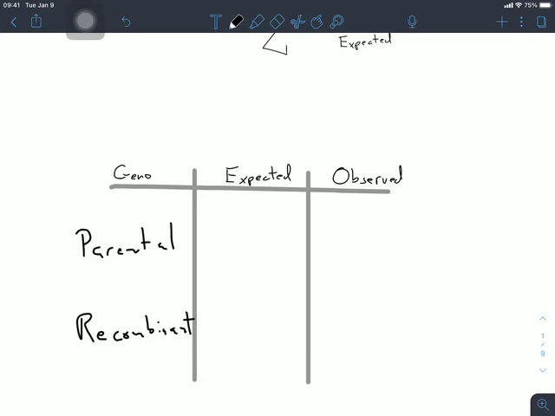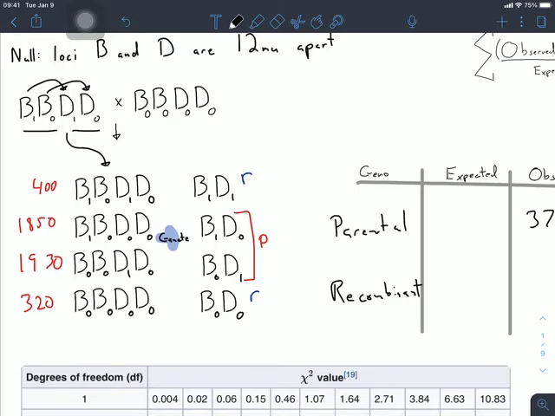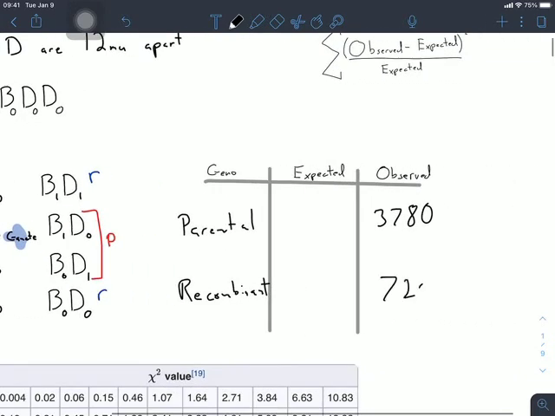Now, our observed number of parental types is going to be the sum of 1850 plus 1930. That value, if I've done my math correctly, is 3,780. Our sum total of our recombinants is 400 plus 720, plus 320, giving you the total value of 720, right?